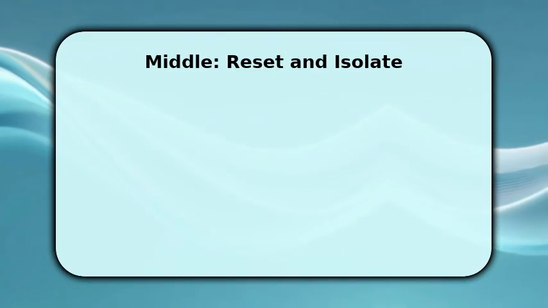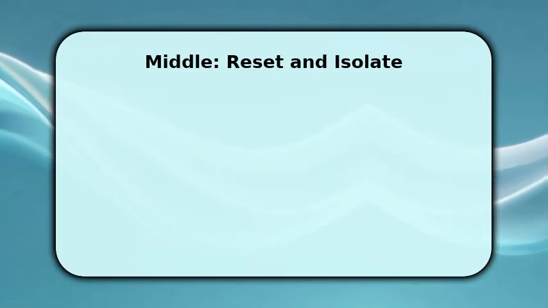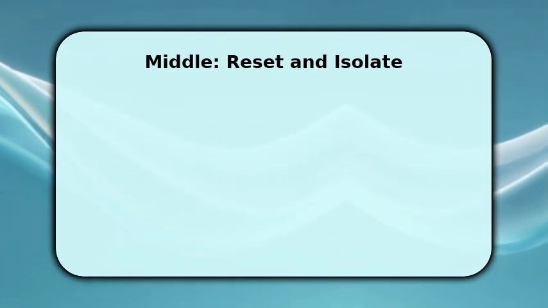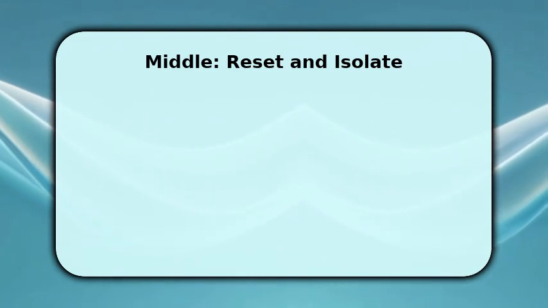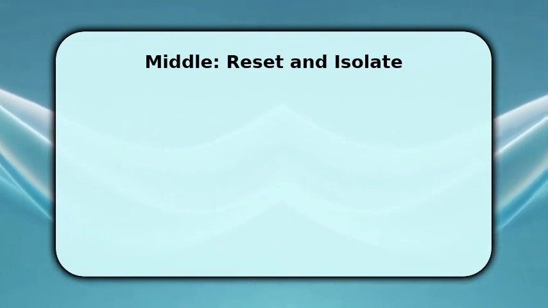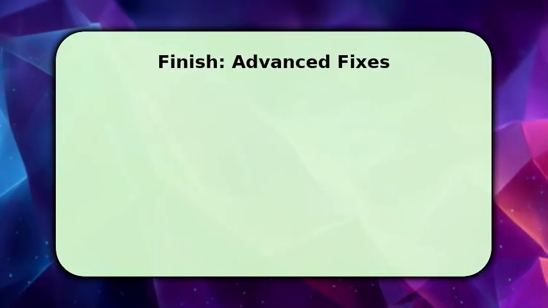Finally, test the network path. Run a traceroute, temporarily disable VPN or proxy, and try a mobile hotspot to determine if the issue is the network. To finish, perform advanced fixes that resolve stubborn failures.